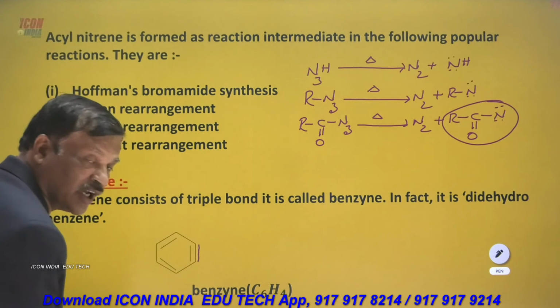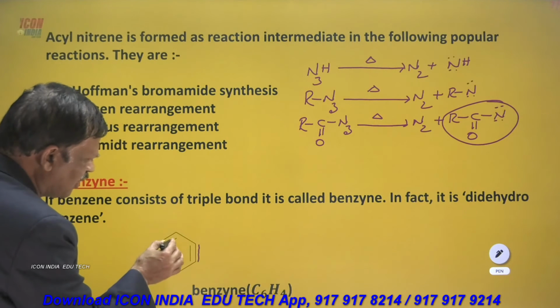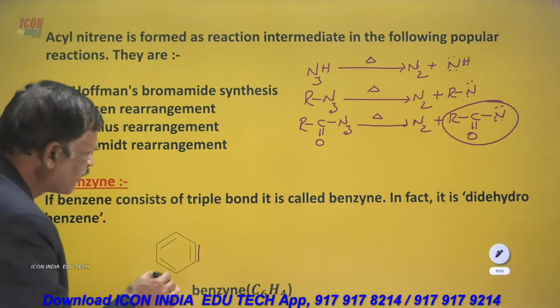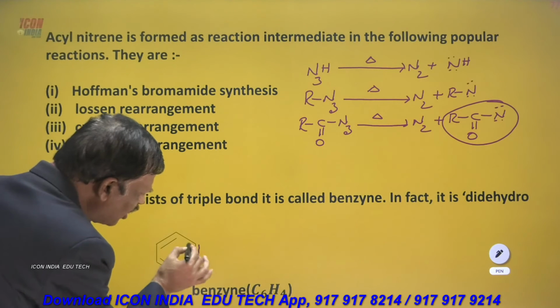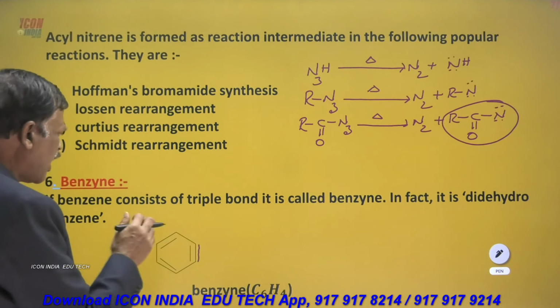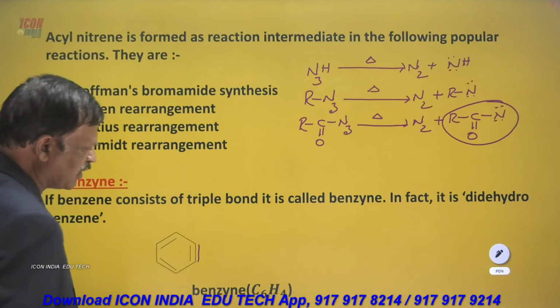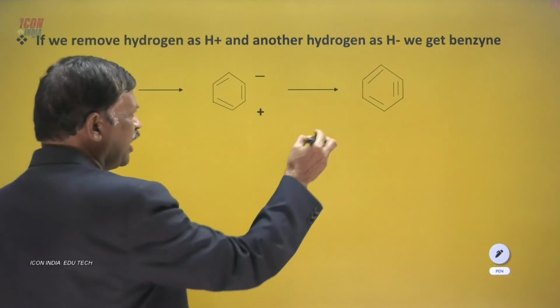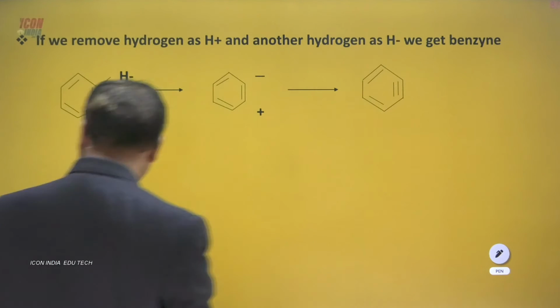Your double bond becomes a triple bond. In benzene, 3 double bonds are at alternate positions. Now here a triple bond is there. The triple bond is formed by the removal of these two hydrogens. That's why it is called benzyne. So here it is, clearly benzyne.